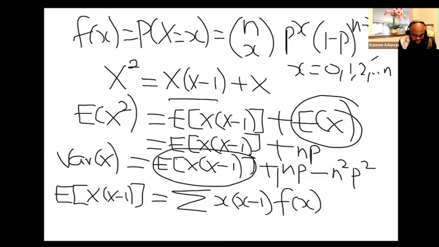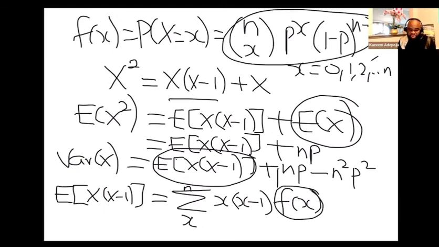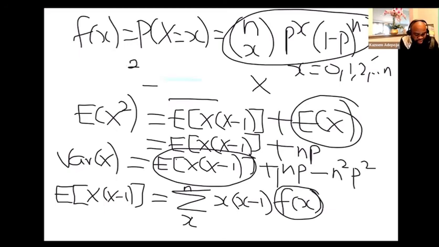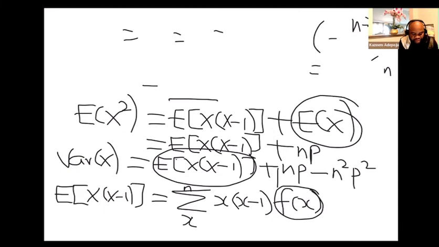Where x starts from something to something. Now when you take a look at this, the f of x is actually the binomial distribution, which I'm going to plug in. If you are following the proof, I'm actually going to plug that in now, down here.